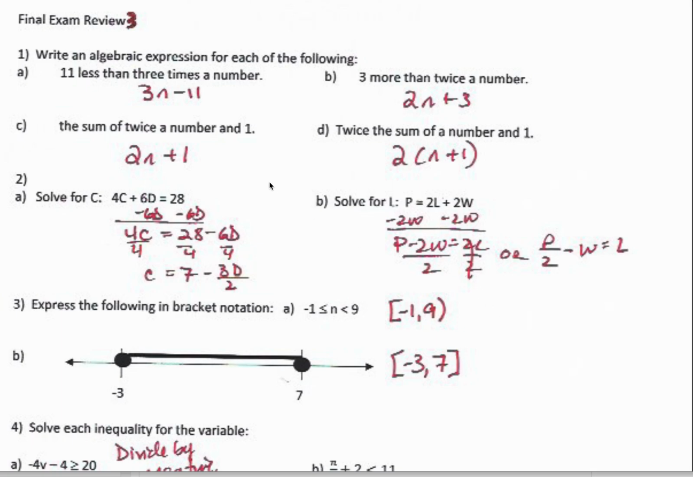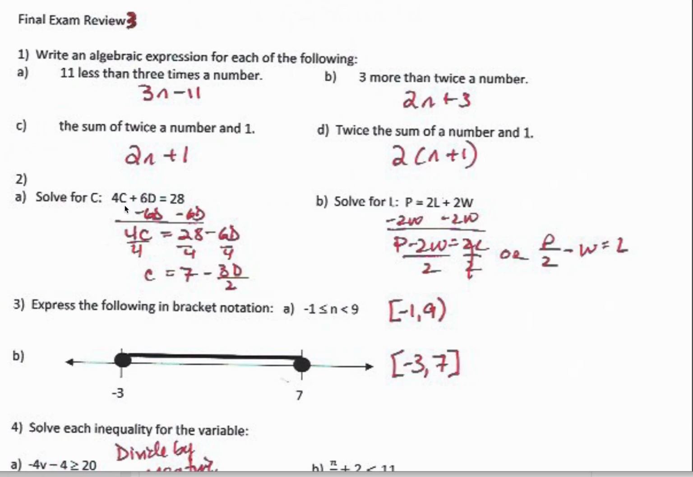Number 1, 11 less than 3 times a number. Less than, more than, last shall be first, first shall be last, switch order. That's 3n minus 11. 3 more than twice a number, that's 2n plus 3, because you switch order. 3 goes to the end, twice a number goes to the beginning. The sum of twice a number and 1. So there's twice a number and 1, the sum, add. Twice the sum of a number and 1. So first you have to do the sum of a number and 1. The parentheses, make sure you do that first, then multiply by 2 for twice.